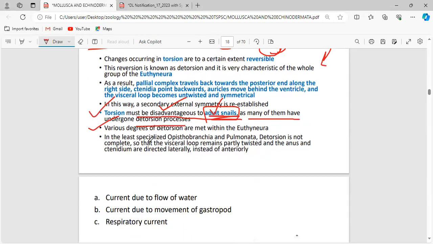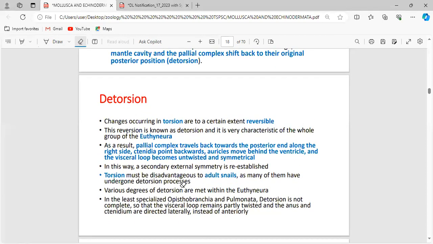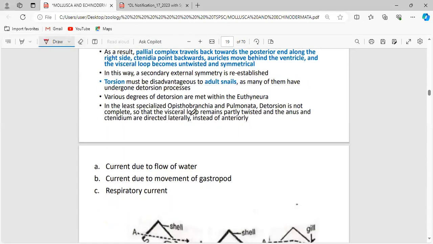Now, at least various degrees of torsion are met within neura. In the least specialized, ctenidia means it is again a sensory organ. Ctenidium, to find the predators, it's like tentacles. Clear? Now, in opistobranchia and pulmonata, detorsion is not complete, so the visceral roots remain partly twisted and the anus and the ctenidium are directed laterally instead of anteriorly.